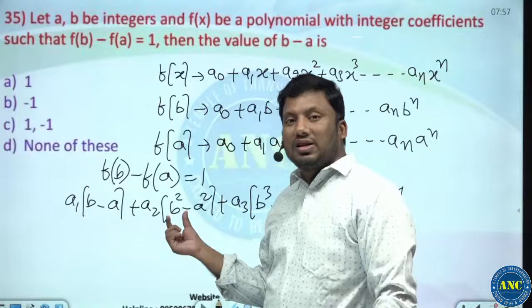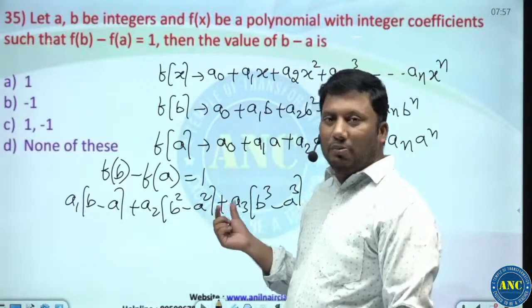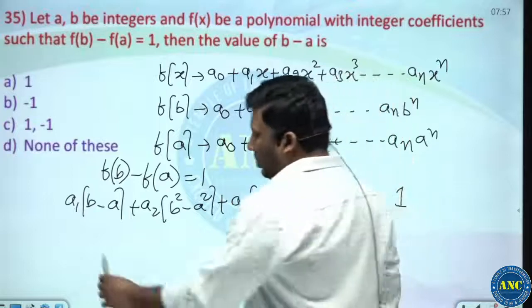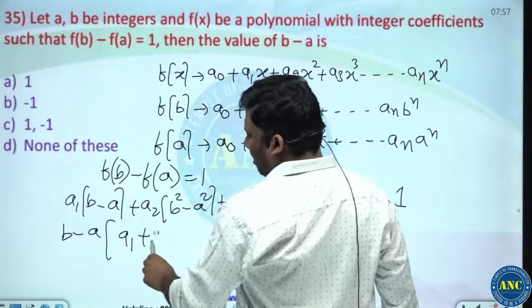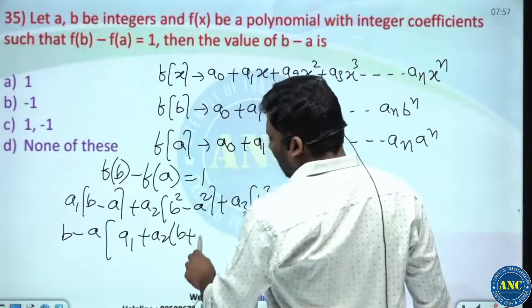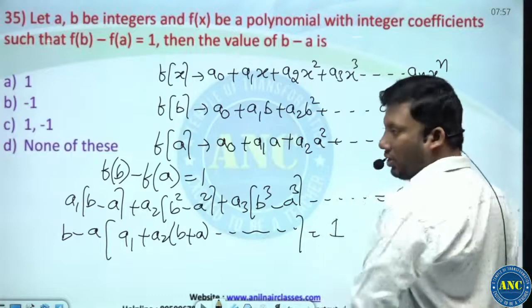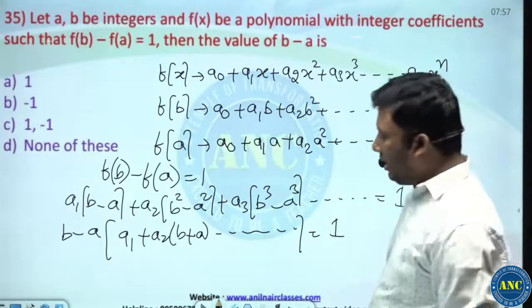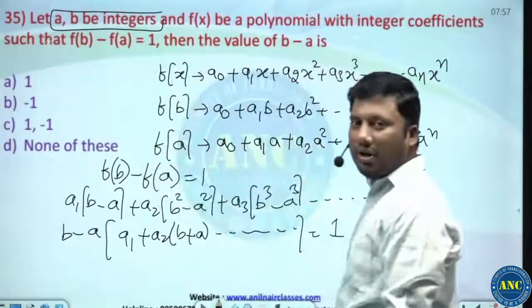b square minus a square is b minus a into b plus a. b cube minus a cube is b minus a into something. So b minus a I can take common: b minus a into a1 plus a2 into b plus a and so on, it is equivalent to 1. It is mentioned that a and b are integers.